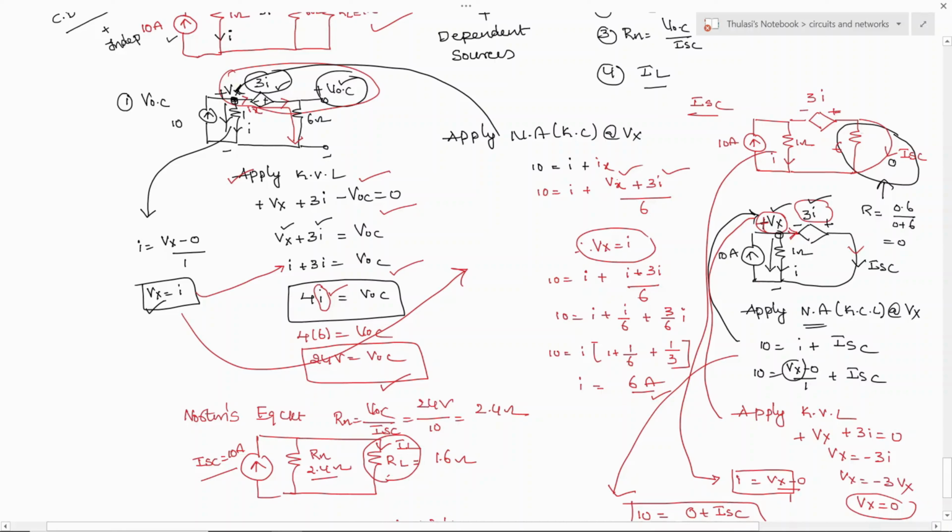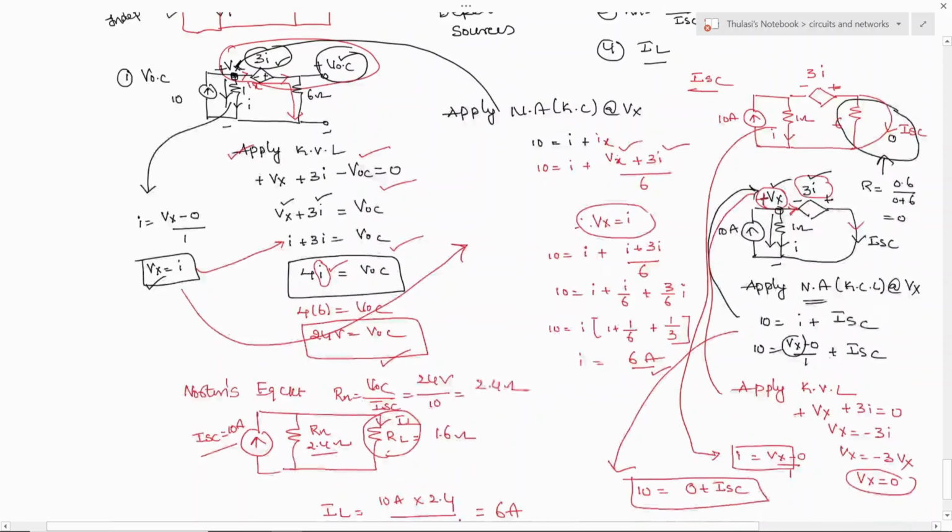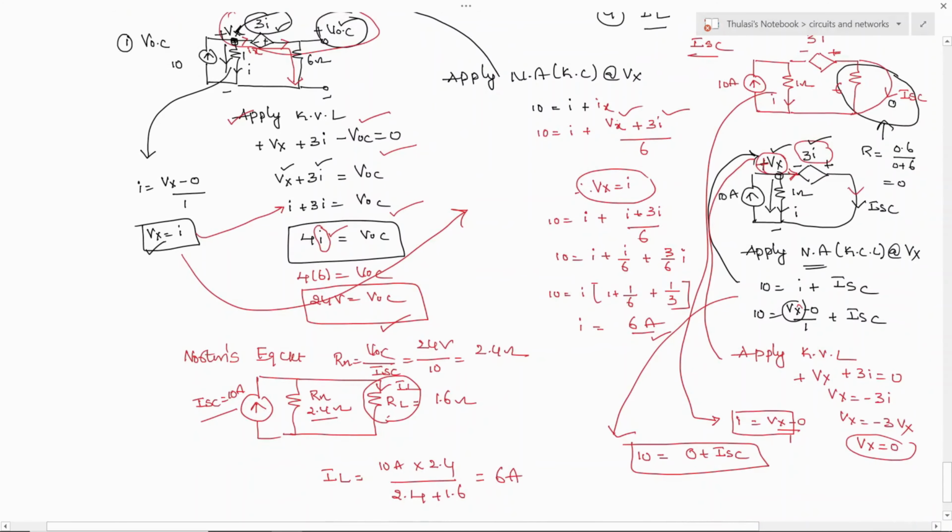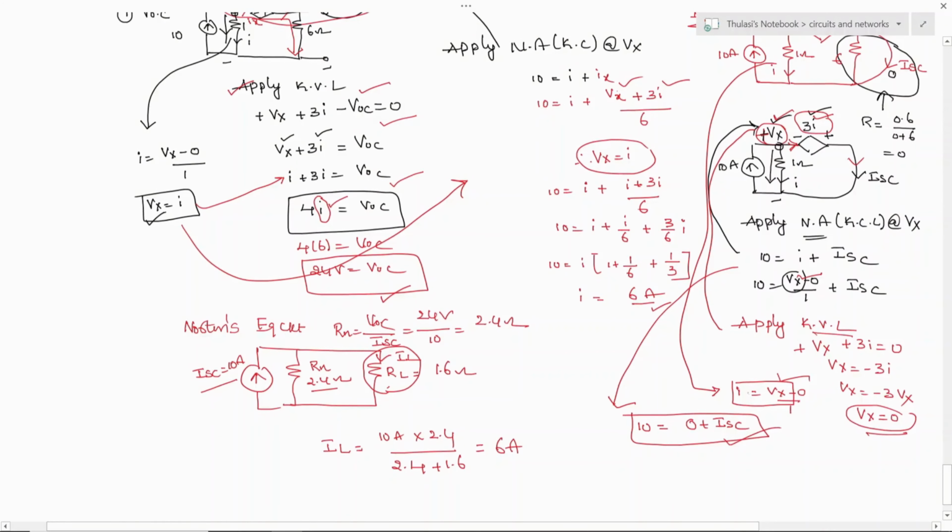Second step is you short circuit the load resistor and apply it. When you apply it, you get one more unknown, which is nothing but Vx. We can link the Vx by applying KVL. Automatically we can find out this unknown value of Vx. We got it as 0. Just substitute, then draw the equivalent, then find the current.